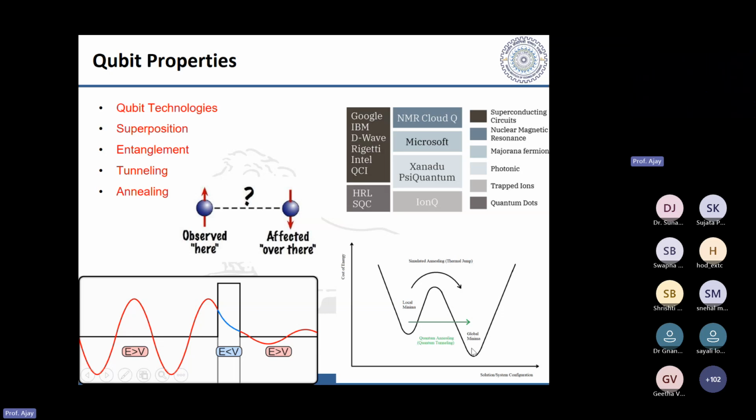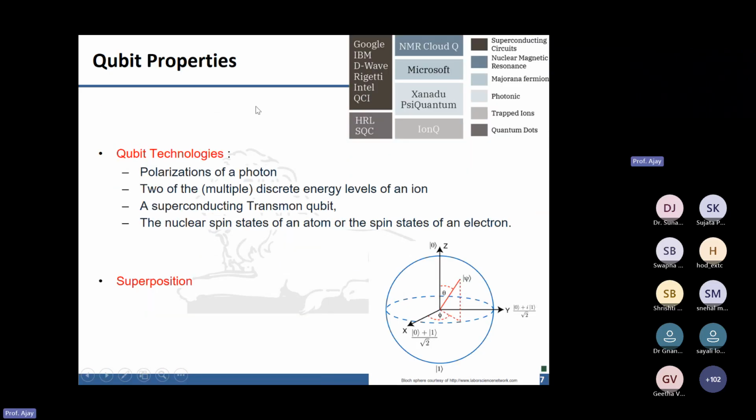A local minimum to a global minimum. And this can be done through some junctions. Okay. So a qubit property is based on different materials. Basically, now you have polarized photons, then you have multiple discrete energy levels, you have the superconducting transmon qubit, which is the work our group is doing, and nuclear spin also. But out of all these structures, superposition is very well established in the superconducting transmon qubit.